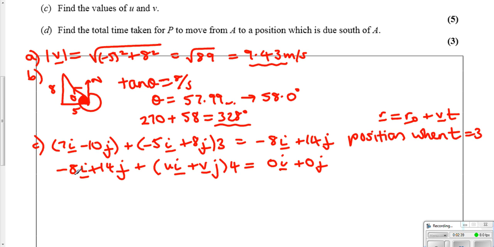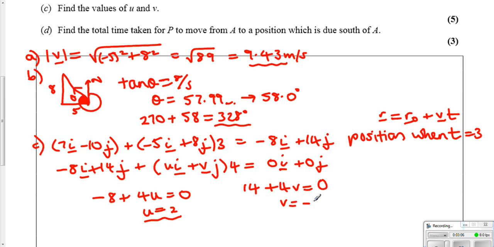So let's look at the i's. We've got minus 8 plus 4u equals 0. U therefore must be 2. And from the j's, we've got 14 plus 4v equals 0. So working that out, 4v is minus 14, so v must be minus 3.5. So that's part C completed.